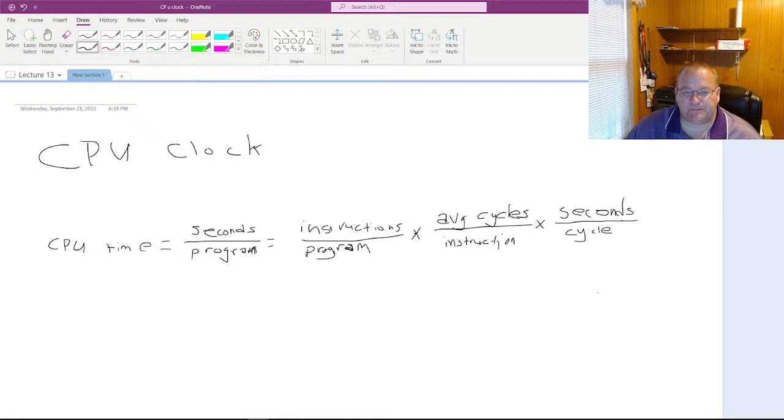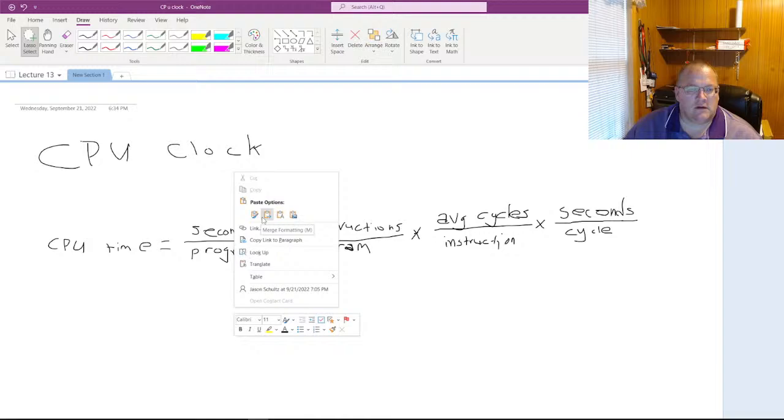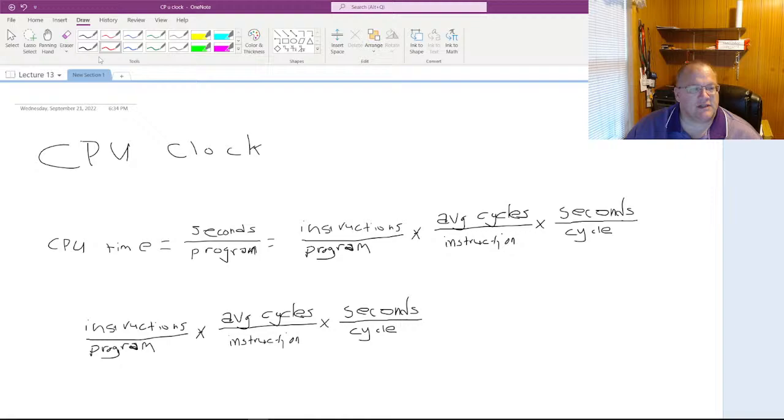So what we can do is copy that, paste it in here, there we go. We can cross off instructions and instructions here, and then, let's use green, we can cross off cycles there and cycles there, which gives us seconds over program.